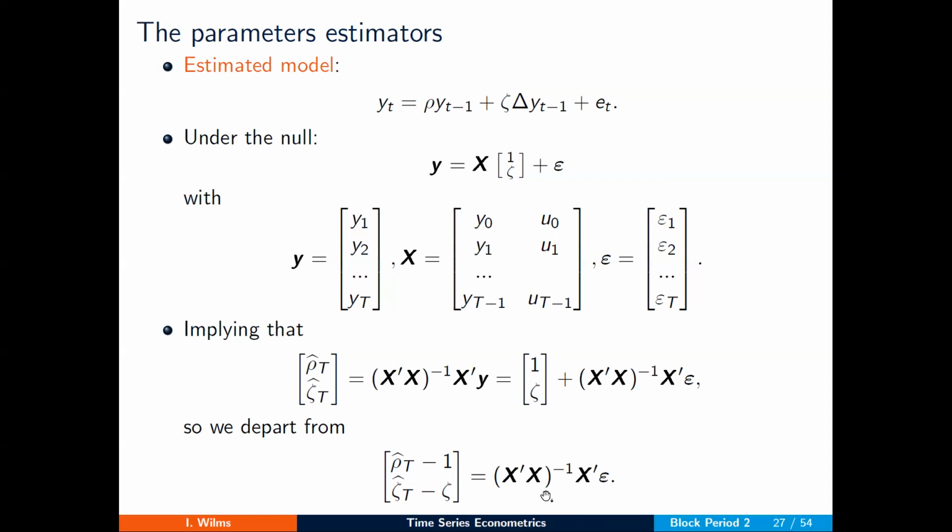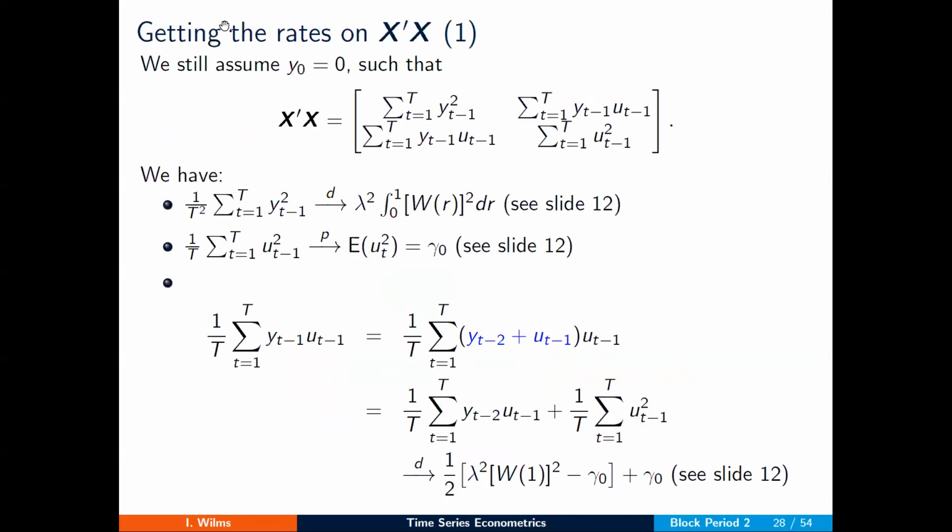So let's start with the scaling of X'X. Start with X'X on this slide, and let's expand it. So just plug in the definition of what X is. We have the sum of the squared y's, the sum of the squared errors on the diagonal, and then there is the cross product term here on the off diagonal. Now we know that we need to look at all elements individually and introduce the appropriate scaling.